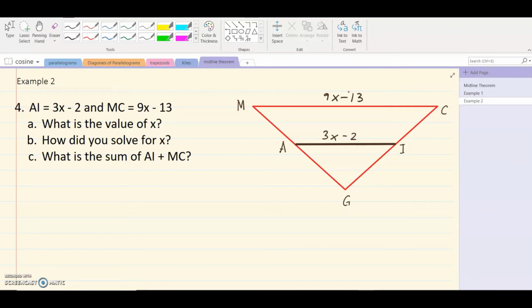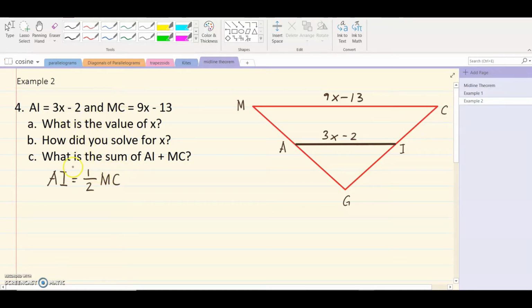Of course we know that this midline is parallel to this side MC, and we know that the measure of this midline is half as long as the measure of MC. So we can see that AI is equal to 1/2 MC.